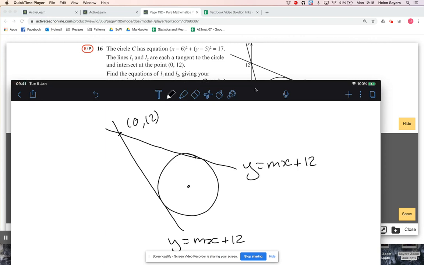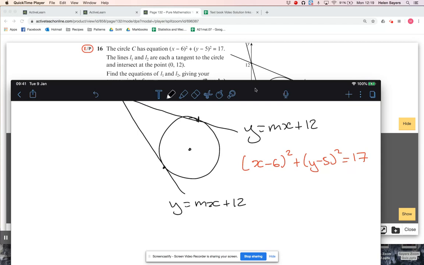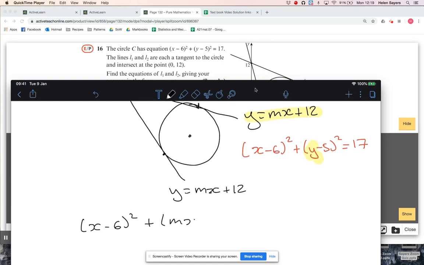Okay, so the equation of the circle, in red so I don't miss it, is (x minus 6) all squared plus (y minus 5) all squared equals 17. Well, what would I do if I was trying to find these points of intersection? I would most definitely substitute the straight line into the circle. I wouldn't be trying to rearrange that equation of the circle. So I would get (x minus 6) all squared plus, where it says y, I'm going to substitute in mx plus 12, and then the minus 5 all squared.